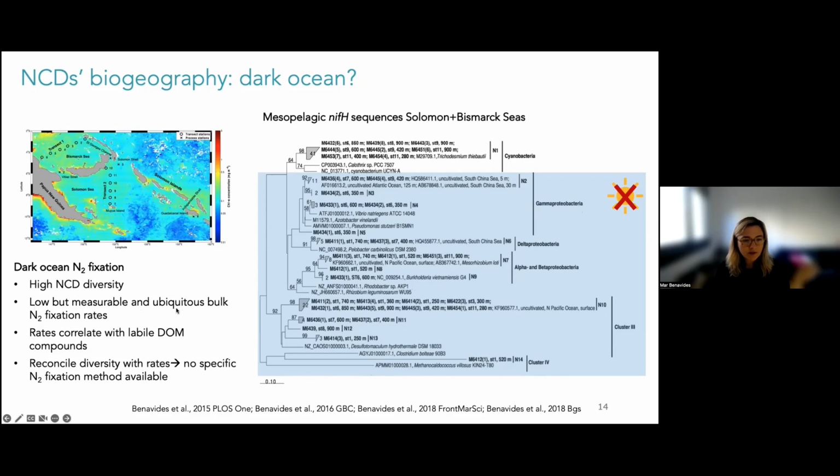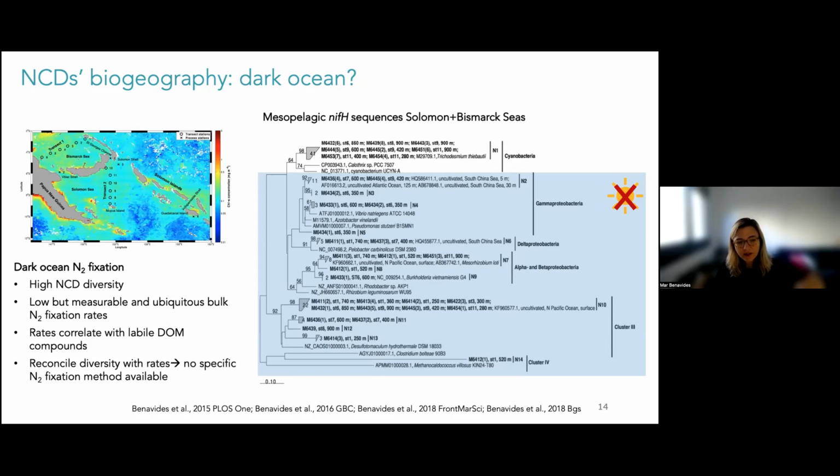When we measure nitrogen fixation rates, we always measure something measurable, but actually quite low. And there doesn't seem to be any particular trend with depth or with other variables. So it's really hard to tell what the activity is responding to. We do find, however, a correlation with dissolved organic matter. And this is probably because these NCDs, because they cannot photosynthesize, need another source of organic matter to make a living. So they are probably using DOM around them.